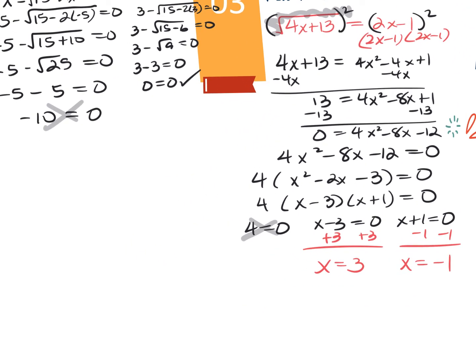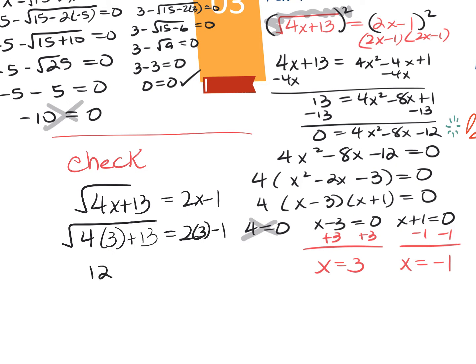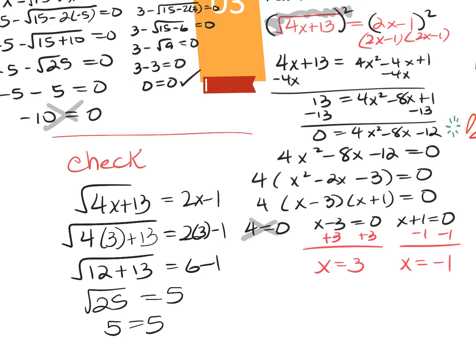So I'll go over here to the side now, and I'll do the check. So for the first one, again, you're going to take your original problem, the square root of 4x plus 13 equals 2x minus 1. I'm going to first plug in the positive 3 for both x's. I get the square root of 12 plus 13, 6 minus 1. 12 plus 13 is 25. The square root of 25 is 5. x equals 3 is a good answer.